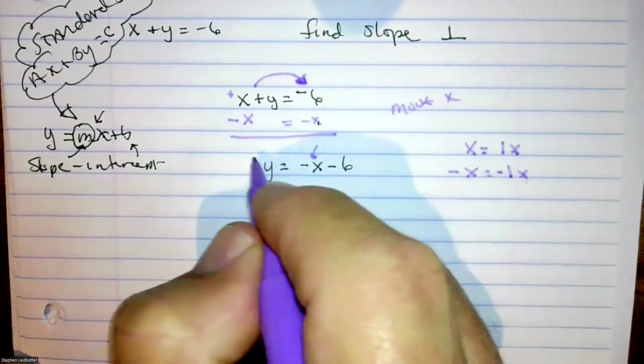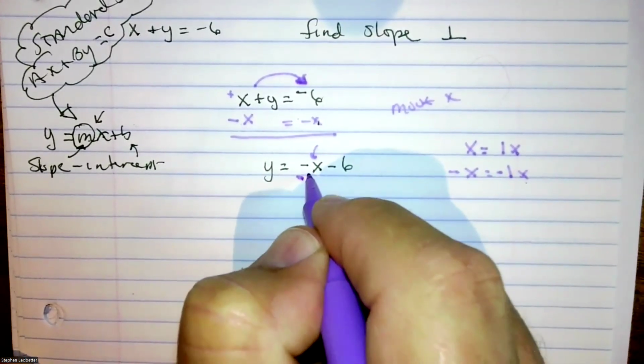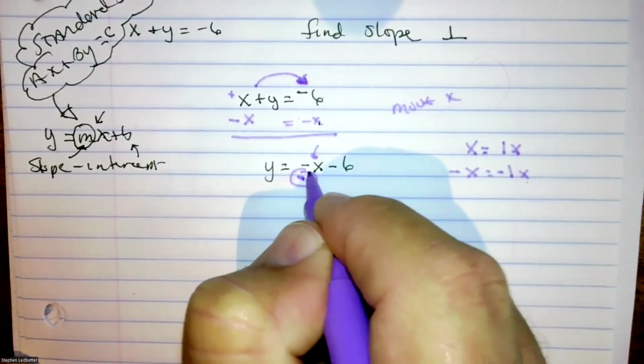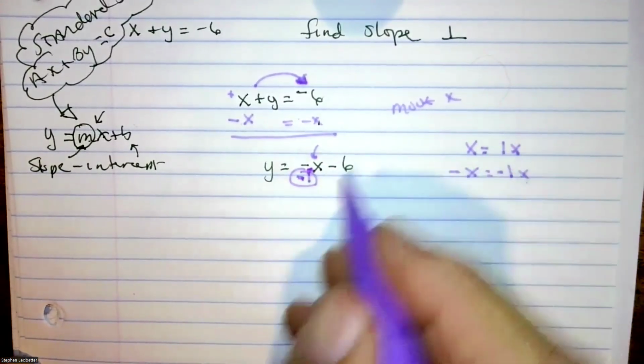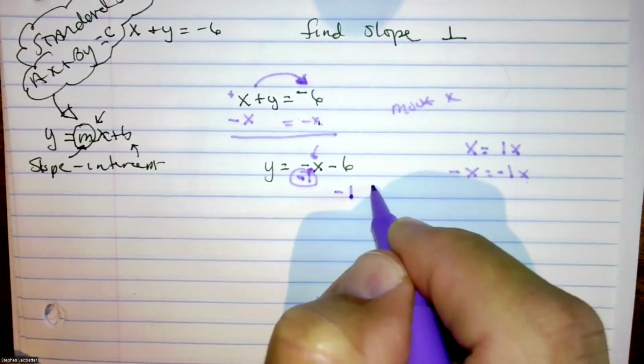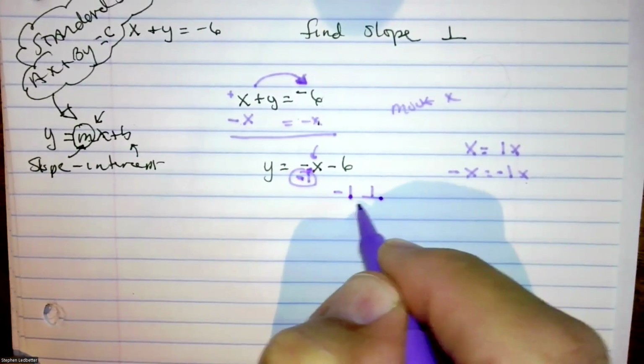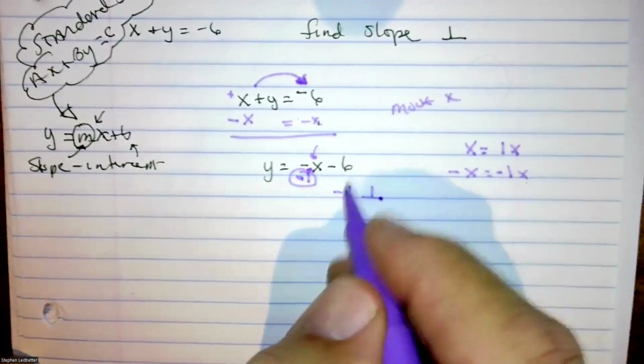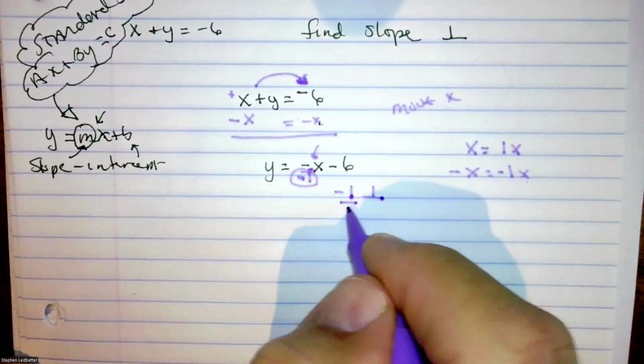So this answer here really is a negative one. That's the slope right there. It goes right there. All right. So if my slope is a negative one and I want perpendicular, that means I have to think rise over run. So I'm going to put a 1 underneath it.